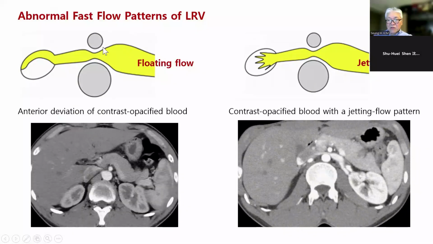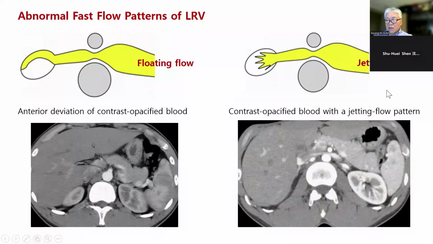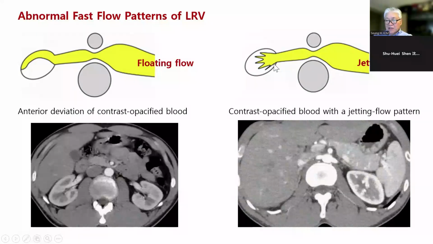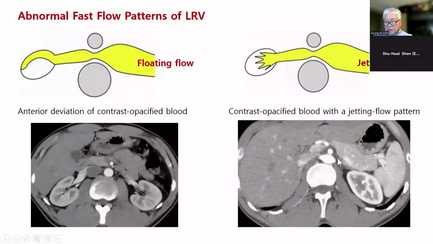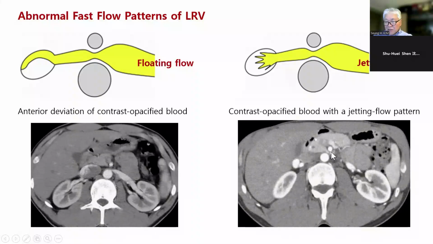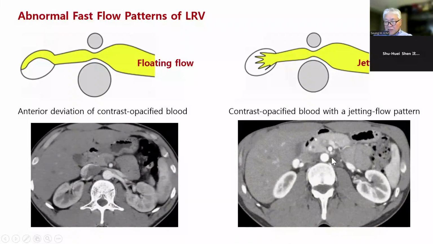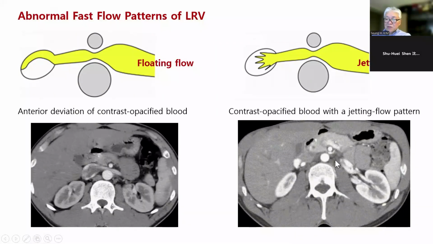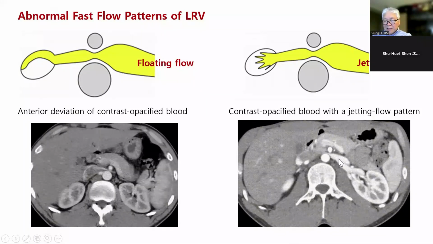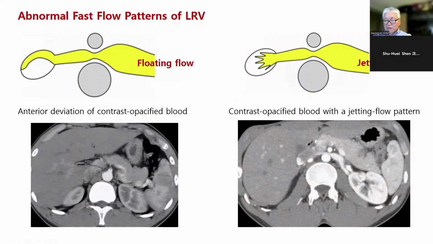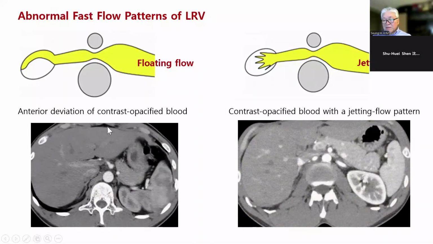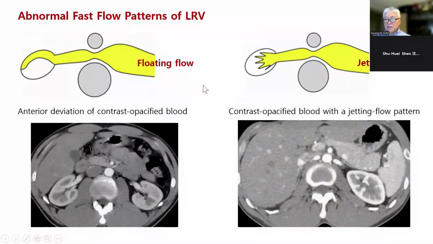We can call this a floating flow, and the last pattern is a jetting flow, where we see the jetting of contrast opacified blood along the narrow space between the aorta and the superior mesenteric artery. So it's quite simple, just four patterns. If we categorize the left renal vein flow at early-stage CT scan, maybe we can categorize the presence or absence of nutcracker phenomenon.